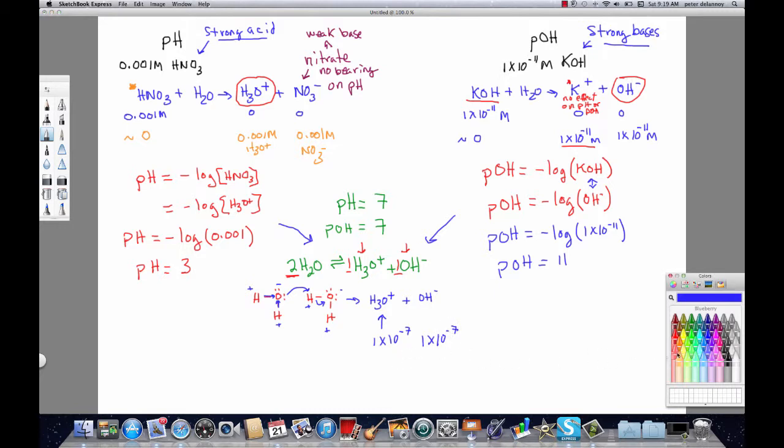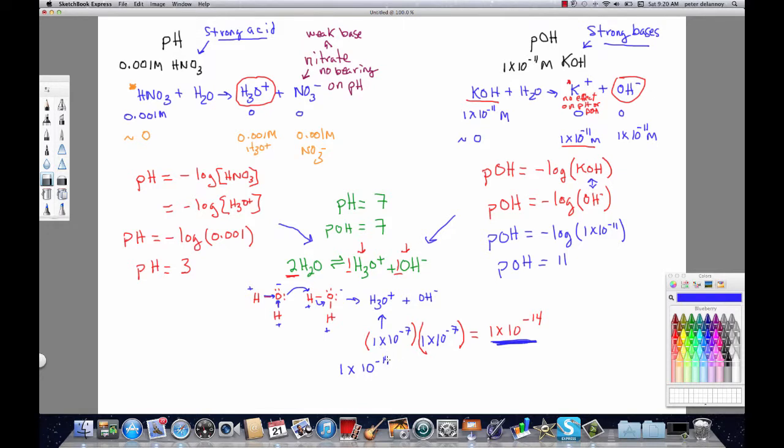And if we multiply these two values together, so we take the product of these two things, their product is equal to 1 × 10 to the -14th. And what's important for the viewer to understand is that this value, 1 × 10 to the -14th, is actually constant under all circumstances as long as we're at a fixed temperature.